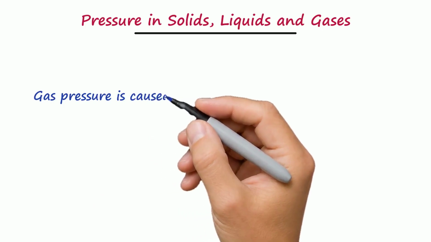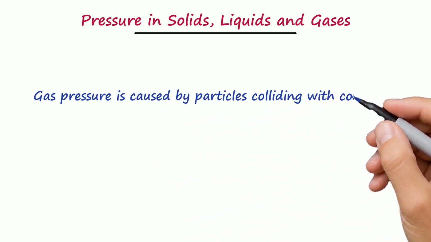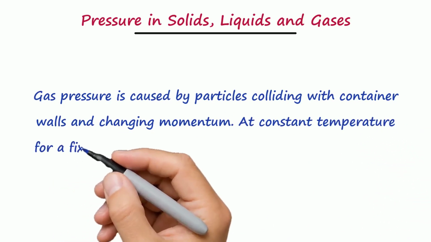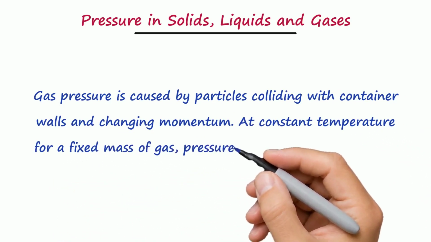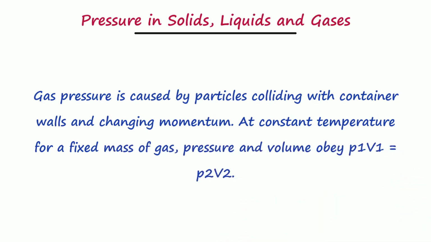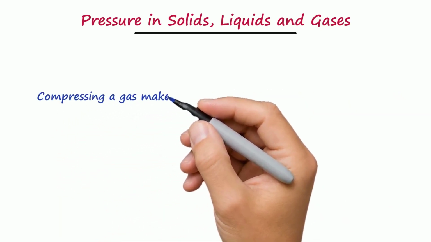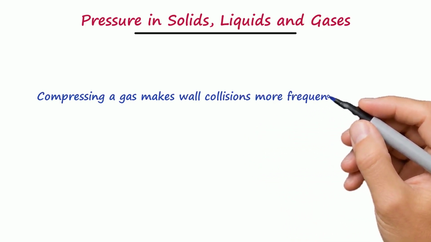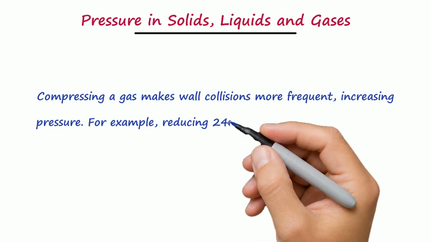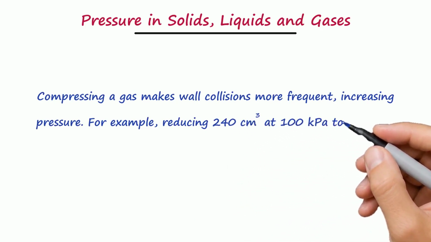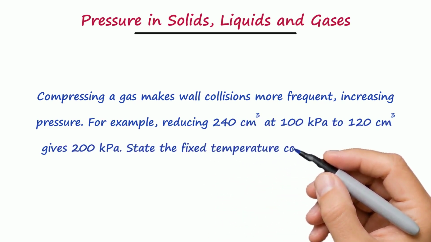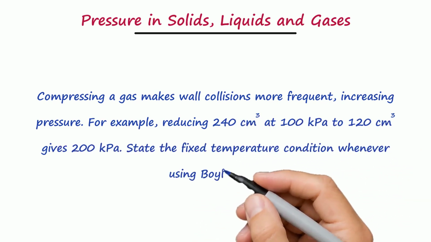Gas pressure is caused by particles colliding with container walls and changing momentum. At constant temperature for a fixed mass of gas, pressure and volume obey P1V1 equals P2V2. Compressing a gas makes wall collisions more frequent, increasing pressure. For example, reducing 240 cm cubed at 100 kPa to 120 cm cubed gives 200 kPa. State the fixed temperature condition whenever using Boyle's law.